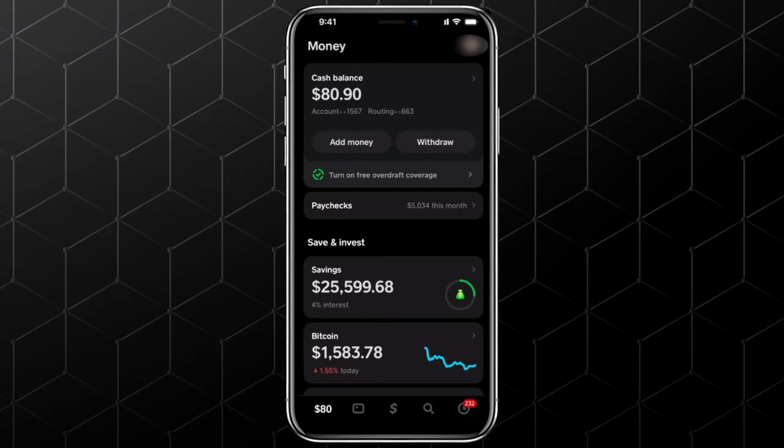Once the funds are in your cash balance, you have several options for using your investment profits. You can withdraw the money to your linked bank account by tapping Withdraw and entering the amount. Alternatively, you can transfer profits to your Cash App savings to earn interest, reinvest in other stocks, or use your cash card to spend the money directly.